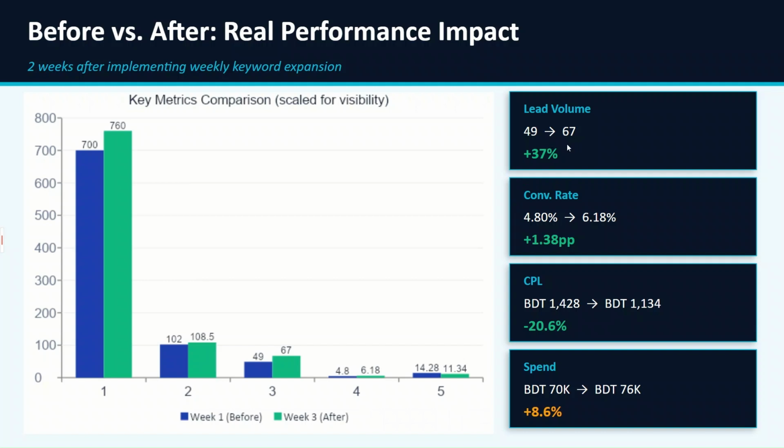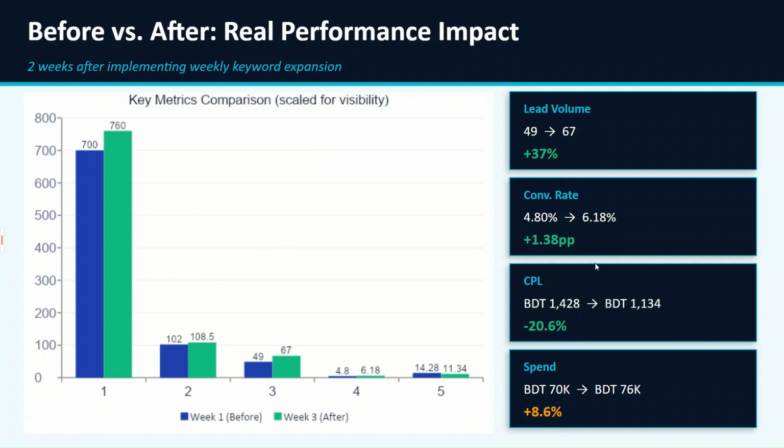49 leads. Conversion rate is 4.8%. So before keyword expansion, the account spent 70,000, got 49 leads and a 4.80% conversion rate, and the cost per lead is 1,428, which is above our target of 1,200.